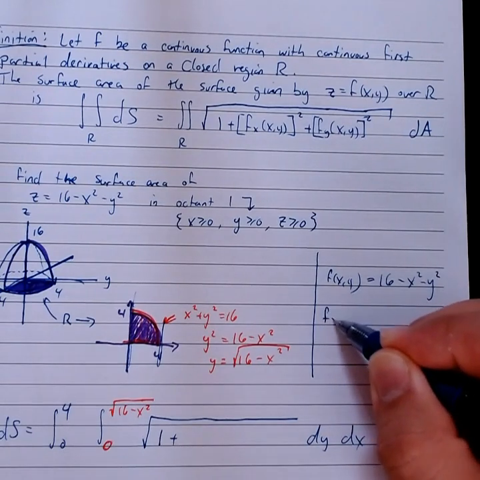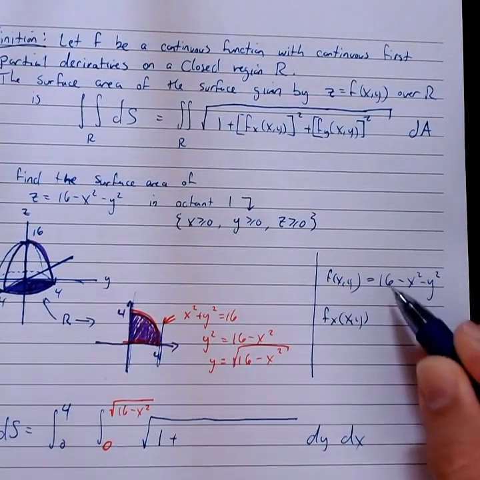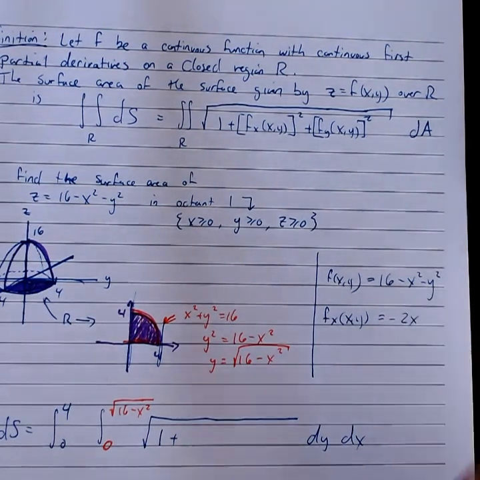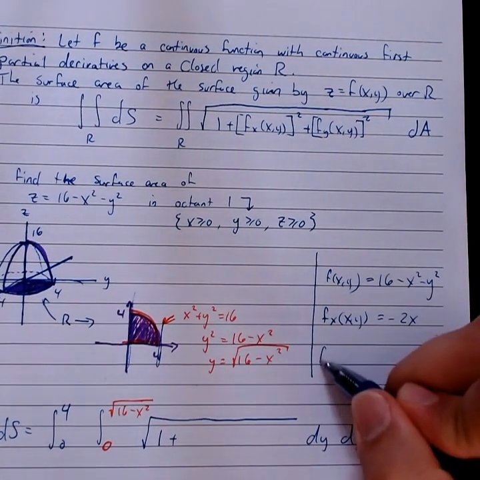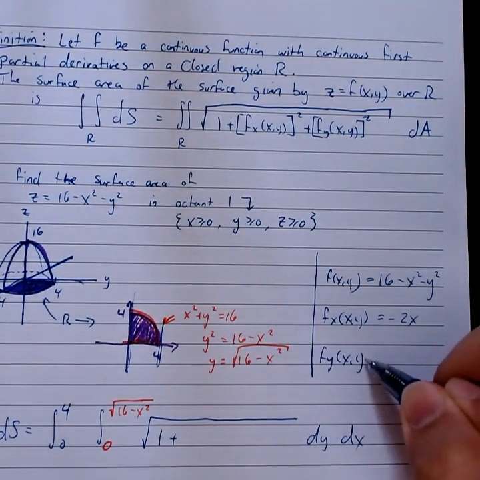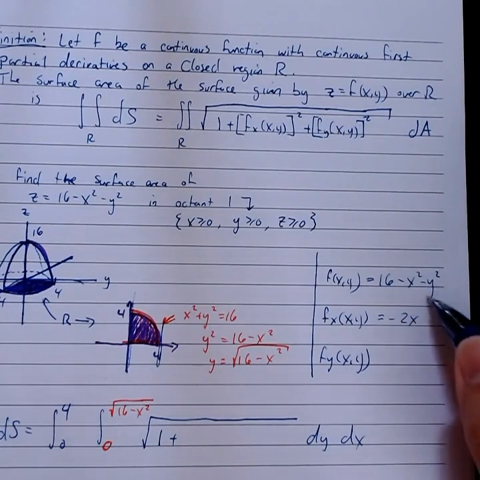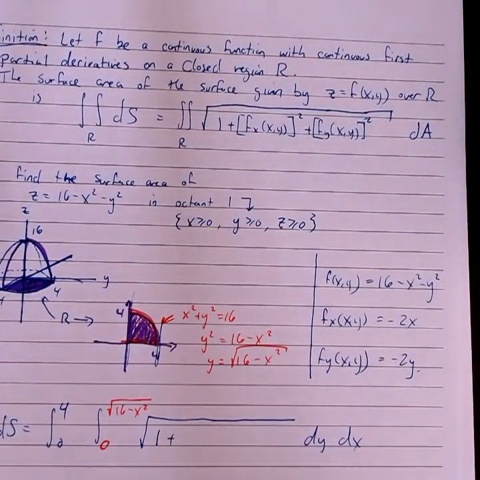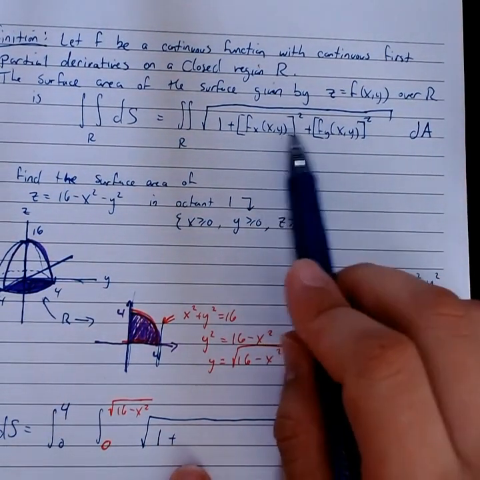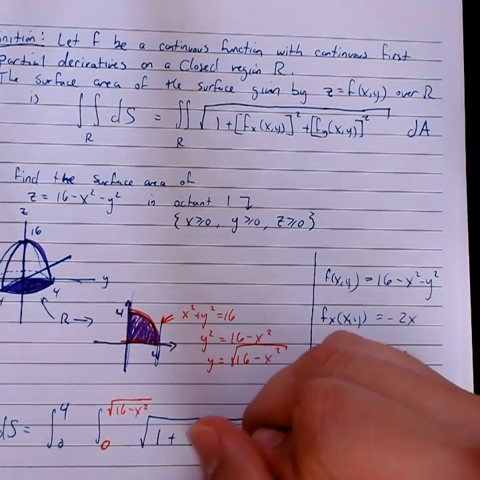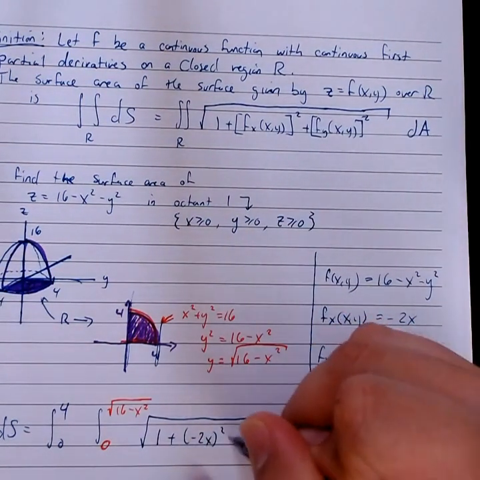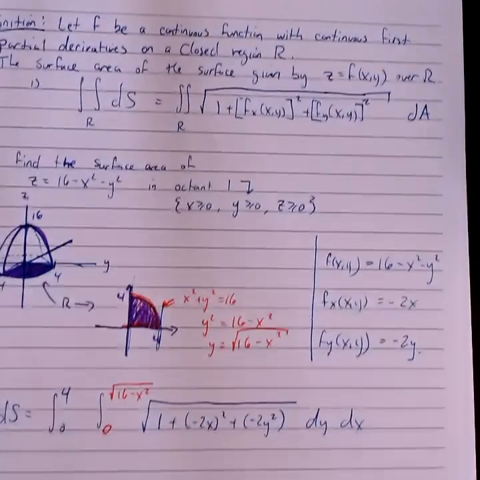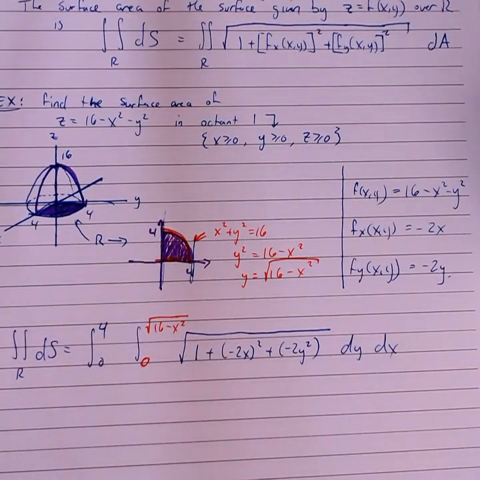If I take the partial with respect to x, well, the derivative of this is 0, the derivative of that will be 0, and I just get minus 2x. If I take the partial with respect to y, I get pretty much the same thing. These will both be 0, and the derivative of minus y squared is minus 2y, just like that. So up here, that's going to be take your two partials, square them, and add them in right here. So that'll be minus 2x squared plus minus 2y squared, just like that. And that is our setup.